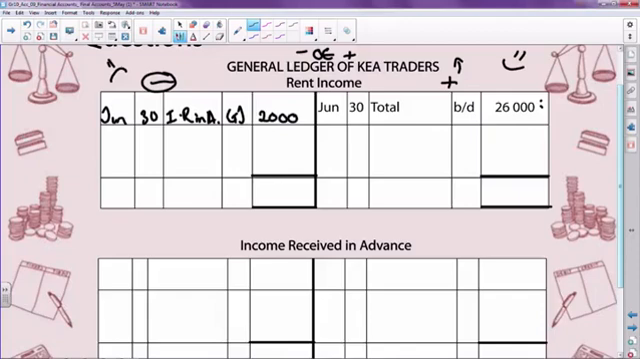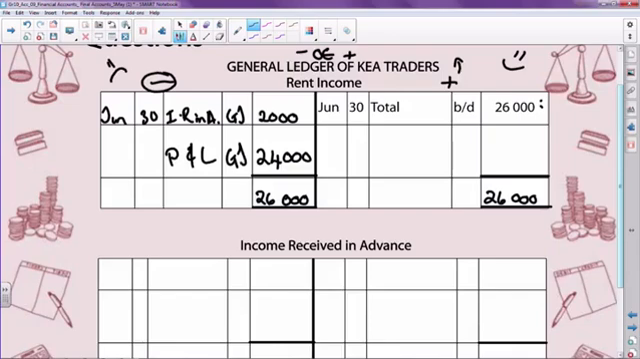Now if you add up, the biggest side is the credit. It's 26. You need to take it over on the same line to the other side. That will give you 26 minus the 2, and this will then give you the perfect year amount of 24. To close it off, we'll close it off to profit and loss, and that will also be a GJ entry.